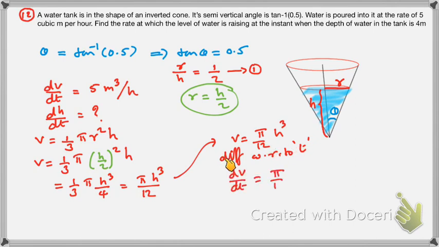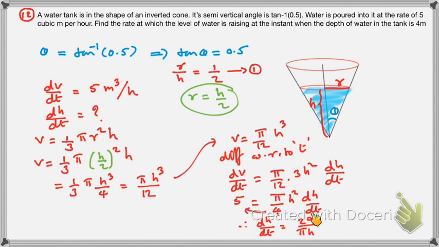When I differentiate, derivative of V is dV by dt. Pi by 12 stays there. H cubed derivative is 3h squared into dH by dt. And I know the value of dV by dt, which is 5. I'm going to sub it in here and then solve for dH by dt. So I have the value of dV by dt substituted here. Now cross multiply, rearrange for dH by dt. So 4 goes to the other side, makes it 20. Pi h square from top will come down, meter per hour.